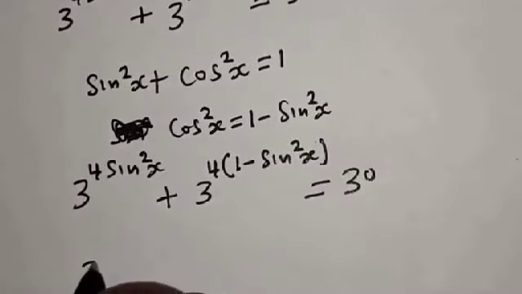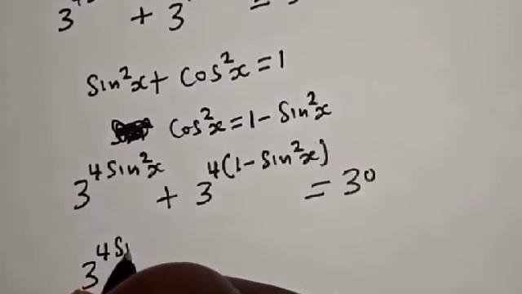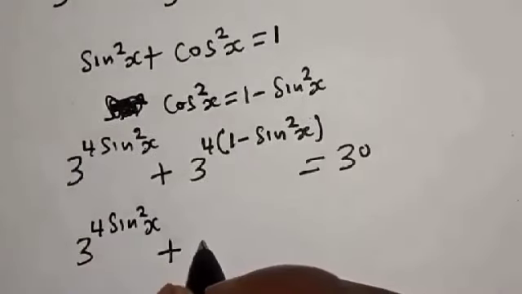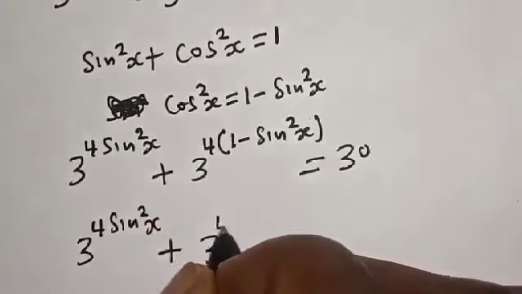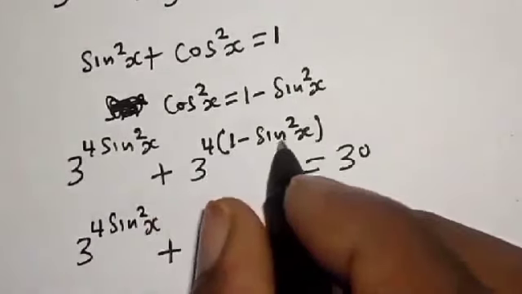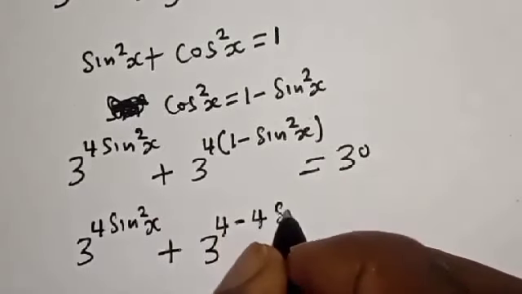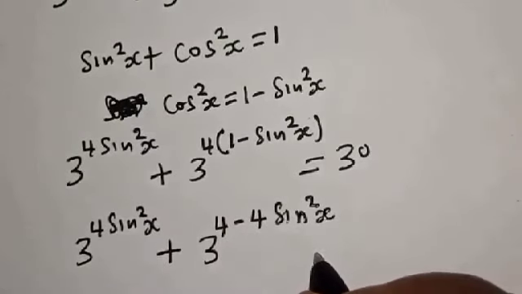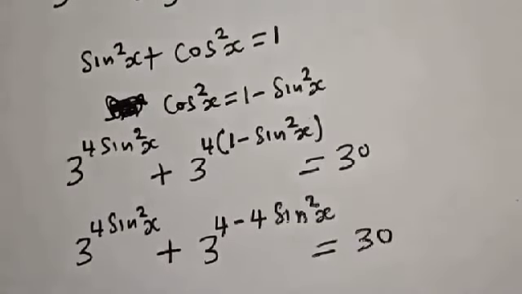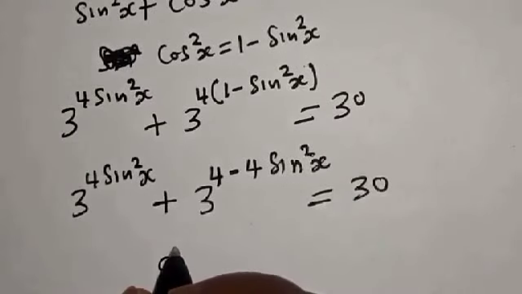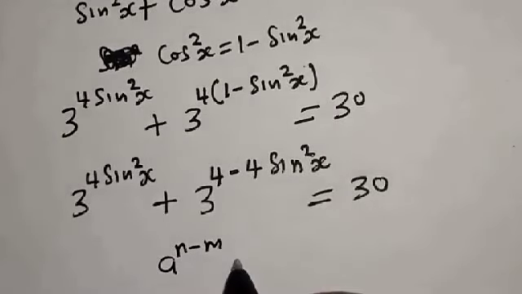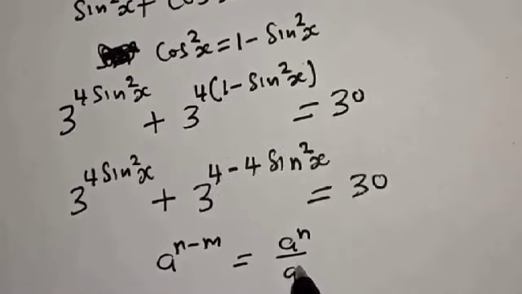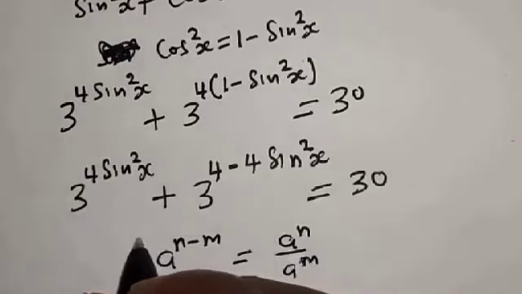Then this is 3 raised to power 4 sine square x plus 3 raised to power 4 times 1, minus 4 times sine square x, 4 sine square x, is equal to 30. If you have a raised to power n minus m, this is equal to a raised to power n over a raised to power m.